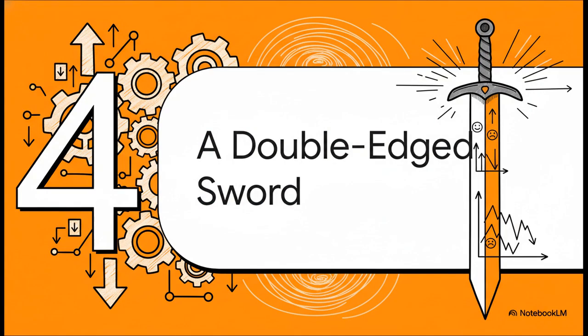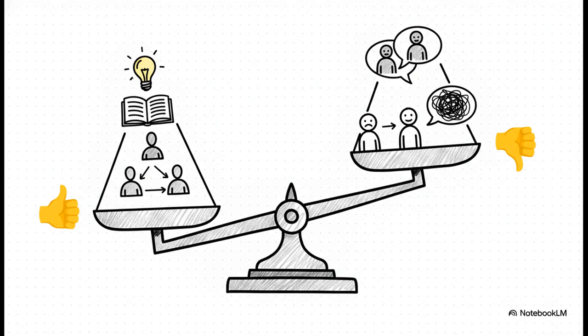So are these algorithms just plain bad for us? Well, like most powerful things in life, it's not quite that simple. It's really more of a double-edged sword. On one hand, yeah, these algorithms are amazing at helping small, niche creators find their audience. They can be fantastic for learning and for connecting with people all over the world. But on the other hand, they can trap us in echo chambers, they can fuel that social comparison we just saw, and they can make lies and misinformation spread like wildfire.